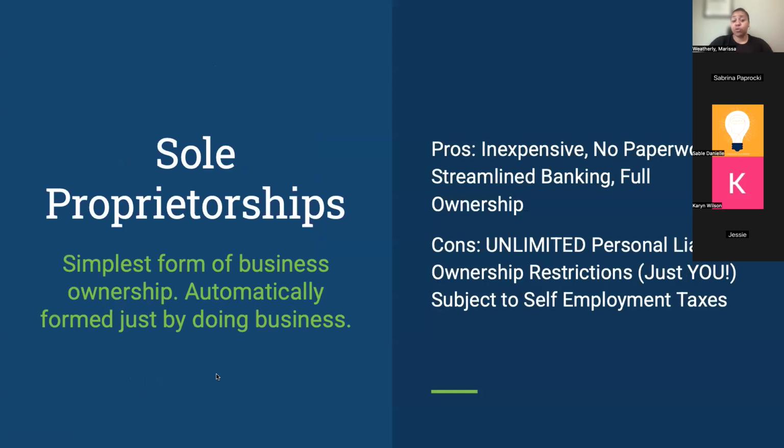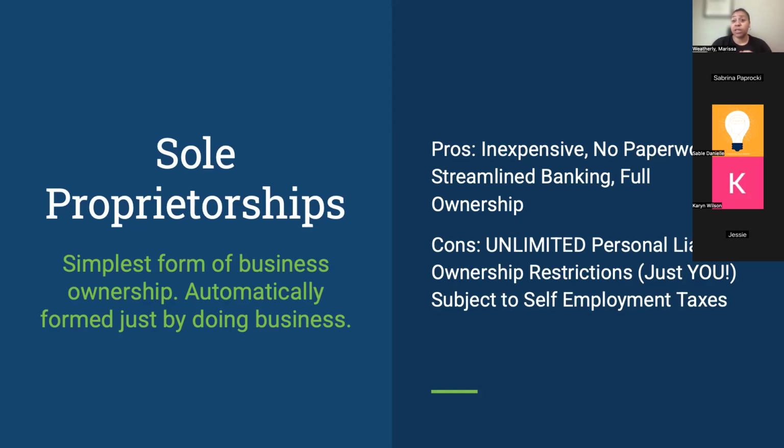Okay. So we'll start with sole proprietorships. So this is the simplest form of a business ownership, and it's automatically formed just by doing business. So if you're like, I'm going to start selling a product, I make cupcakes or something, I want to start selling them. I don't really have a business. I'm not doing an LLC. I'm just saying, Marissa's Cupcakes, come buy some. That's kind of like a sole proprietorship. So there's no paperwork, you streamline banking, you make the transaction, it goes into your account, that's it.